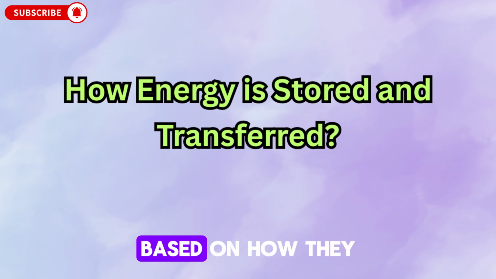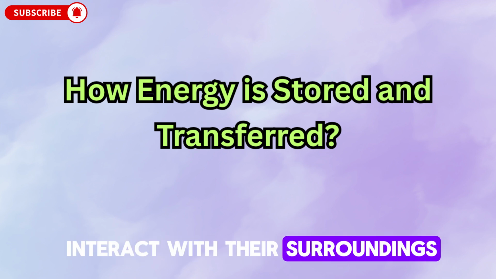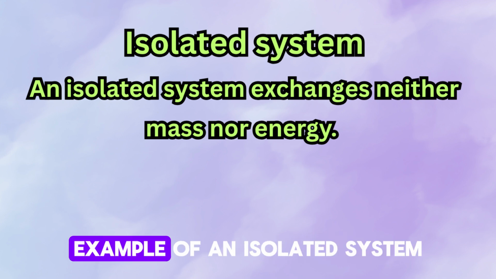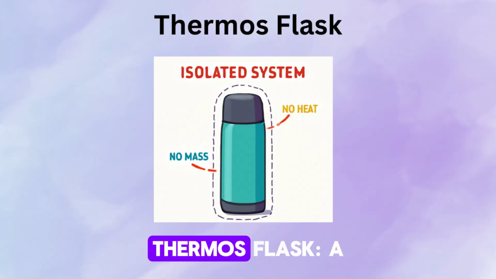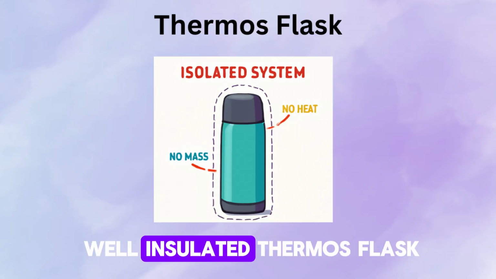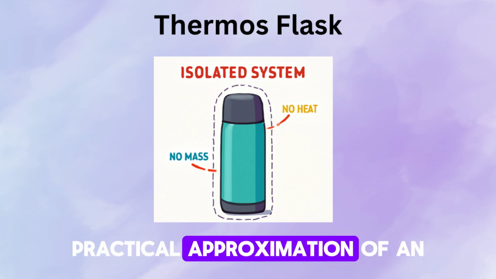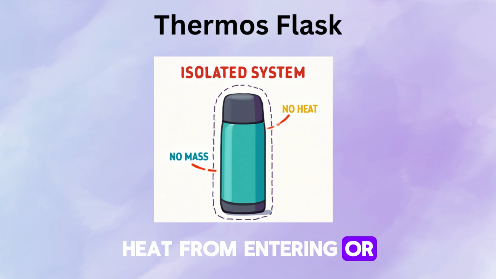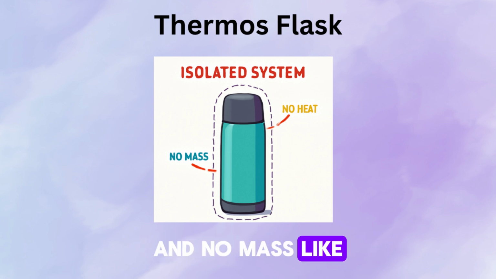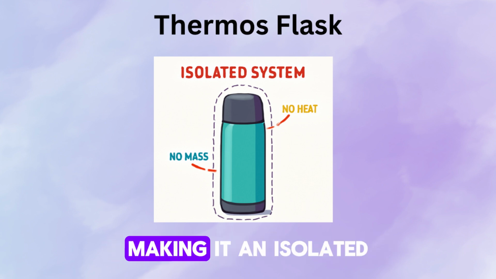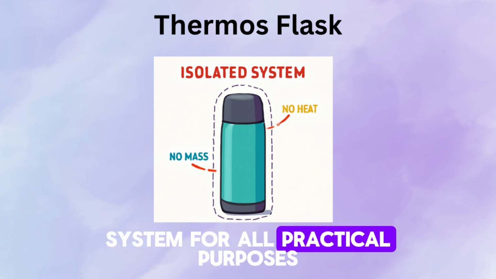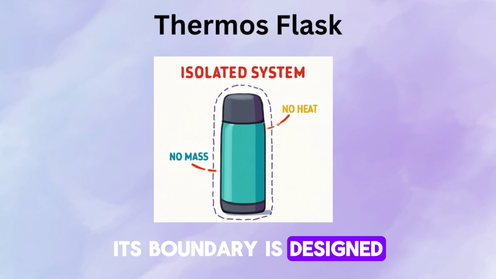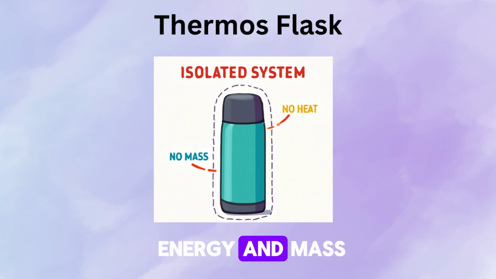Systems are classified based on how they interact with their surroundings. An isolated system exchanges neither mass nor energy. Example of an isolated system: Thermos flask. A well-insulated thermos flask is a good practical approximation of an isolated system. The thermos prevents heat from entering or leaving the container, and no mass, like liquid or gas, can escape, making it an isolated system for all practical purposes. While it's not truly perfect, its boundary is designed to minimize the exchange of both energy and mass.